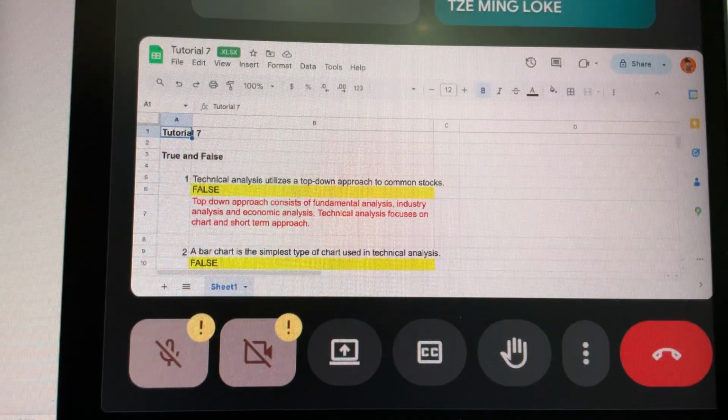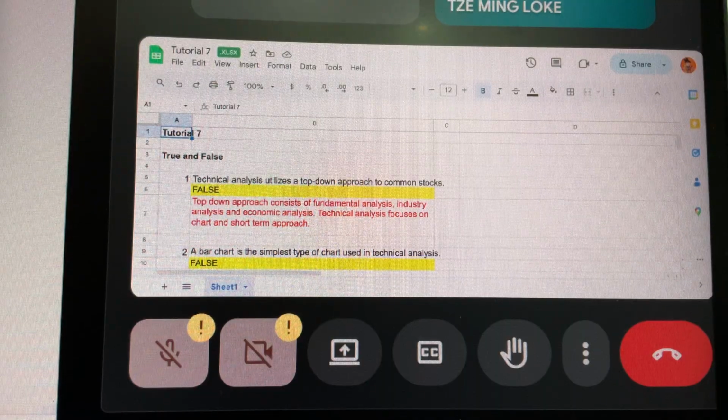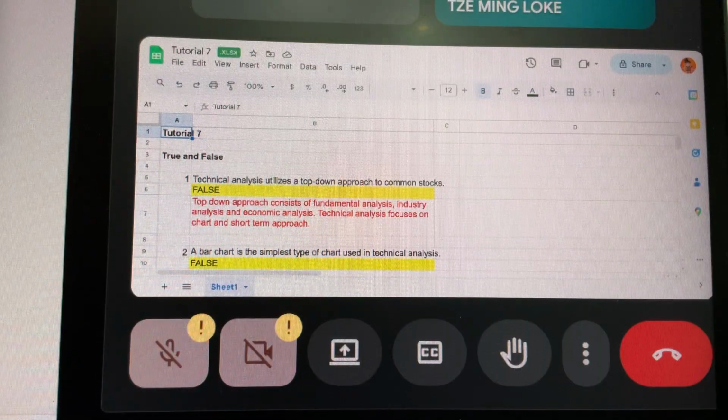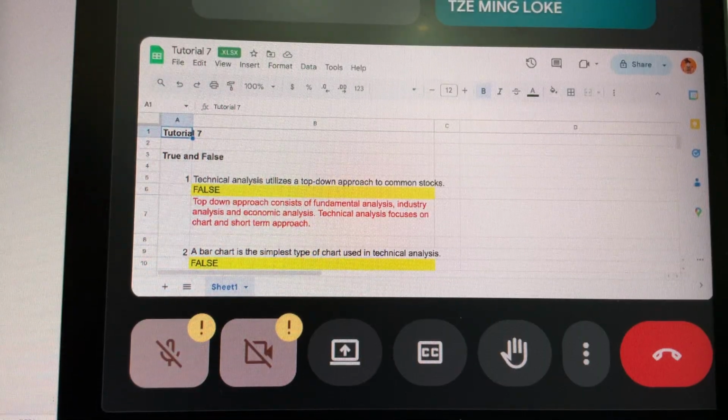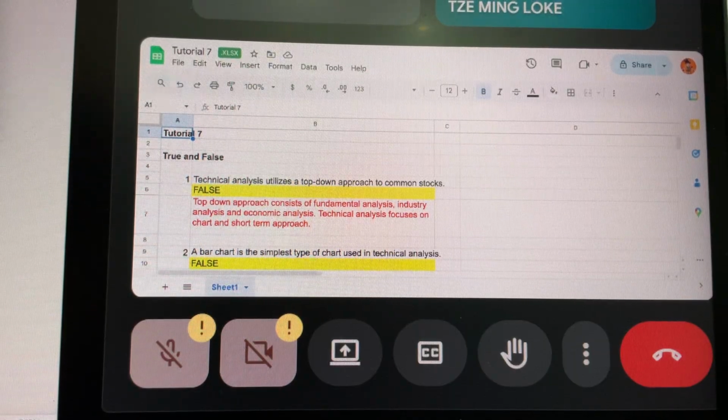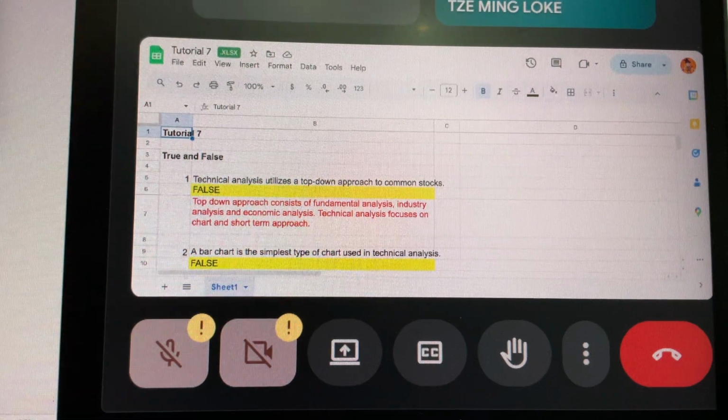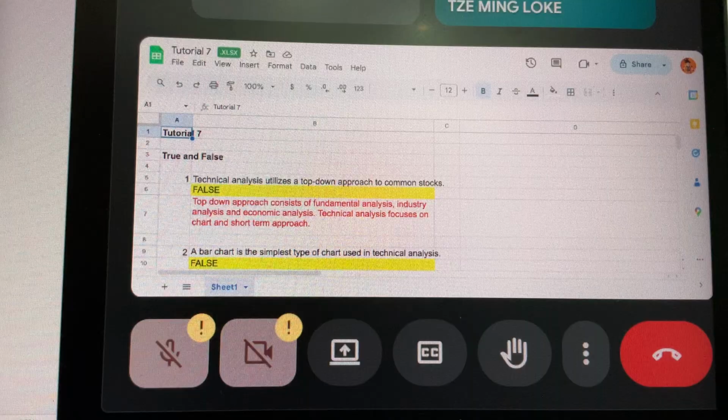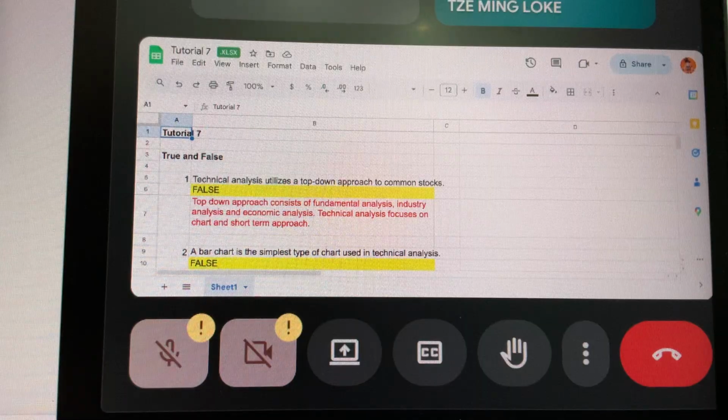The first question says, technical analysis uses a top-down approach to common stocks. Definitely, based on what I've just told you, this is false. Top-down analysis is fundamental. So fundamental and technical are completely two different approaches. It's like speaking two different languages. If you look at the explanation here, top-down approach consists of fundamental analysis, industrial analysis, economic analysis. Technical analysis focuses on charts and is basically a short-term approach. That's what technical analysis is all about.